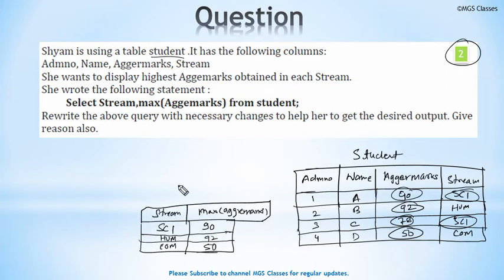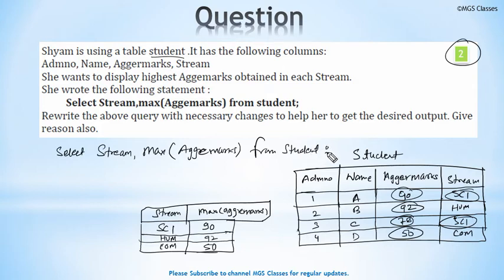Now she has written the following query: select stream, then she has applied the max function on aggregate marks, from student. She has written it like this, but we must rewrite the above query with necessary changes to help her get the desired output. Using this query she is not able to get this output.